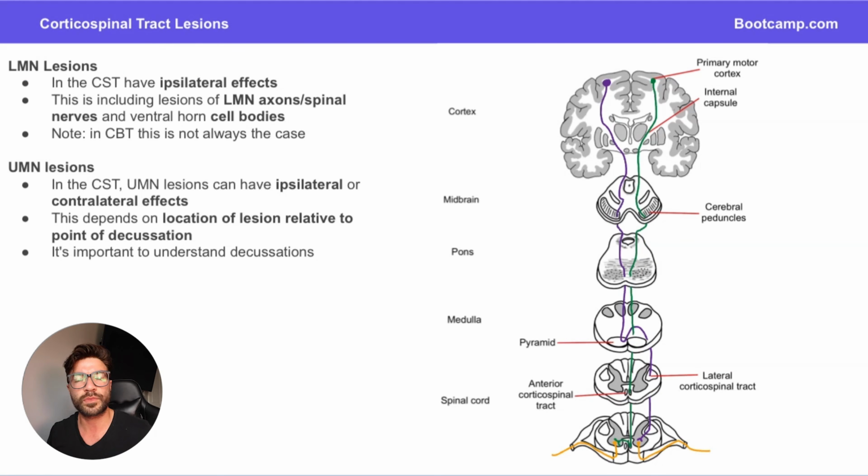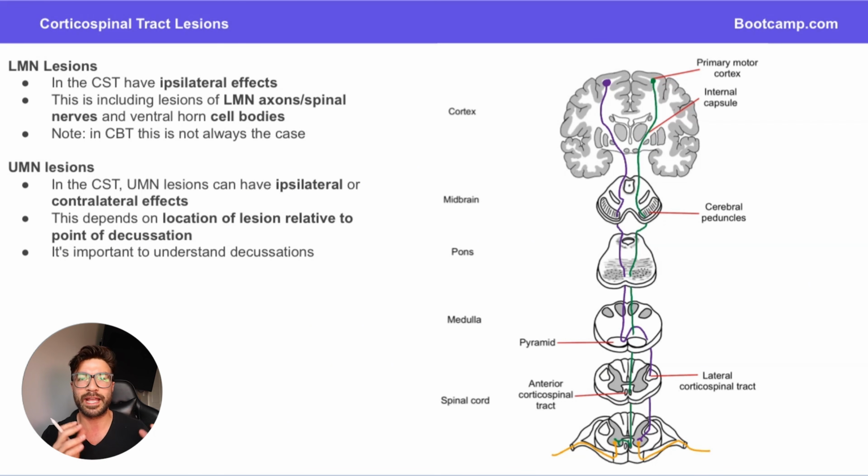So what would happen if we had a lower motor neuron or upper motor neuron lesion in one of these pathways? Well, if we have a lower motor neuron lesion, then we're going to see ipsilateral effects. And that is because, let's say we're destroying this neuron right here, because this lower motor neuron lesion is already on the side for which it's going to stimulate the muscle, you're going to see it on the same side, the ipsilateral side. However, when we take a look at the corticobulbar tract, you'll see that this is not always the case when we have a lower motor neuron lesion.